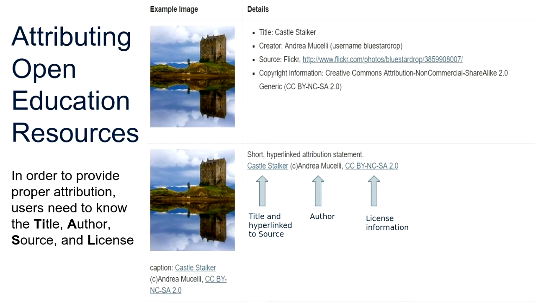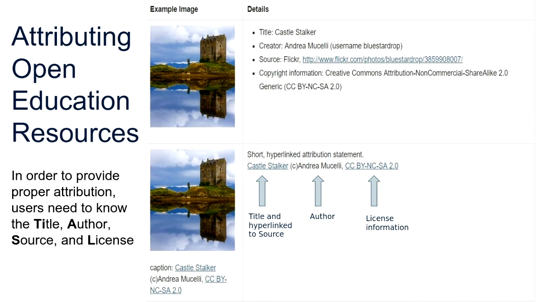Creative Commons itself doesn't really specify the format that it should be in, but they do generally recommend that the license information or the citation information contain these 4 elements, often abbreviated TASL. The title of the work, the author or creator of the work, the source, so what was the original web page that you found it on, and then the license. The license is letting other people know what permission you have to use the resource.